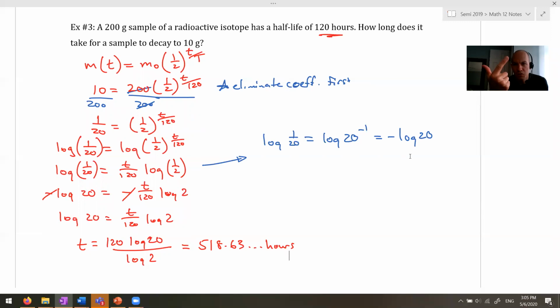50 grams, 25 grams, 12.5 grams, and then if I want to get down to 10, I'm not quite at my 5th half-life. I've got a little over 4 half-lives. Each half-life is 120 hours, so 4 of them make 480 hours. So does it make sense that my answer is 518? A little bit more, but not quite 5 half-lives? I think it does. So there's our answer.